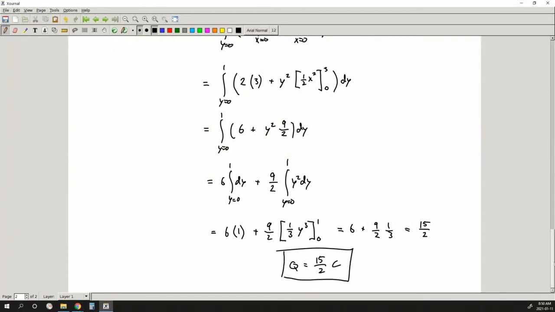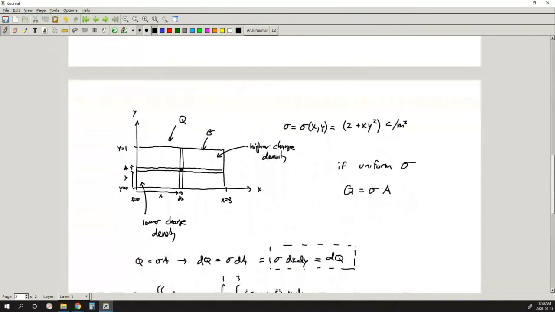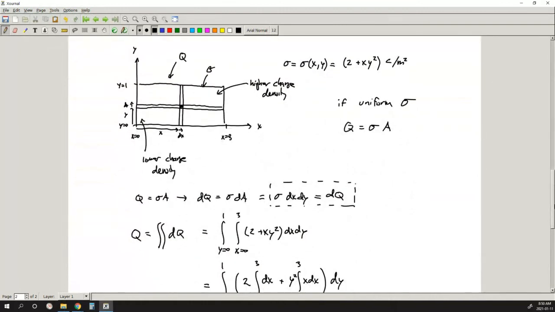So that's how we would find the total charge on this plate where we have a charge density that isn't uniform. It is dependent on both of our coordinates, x and y.